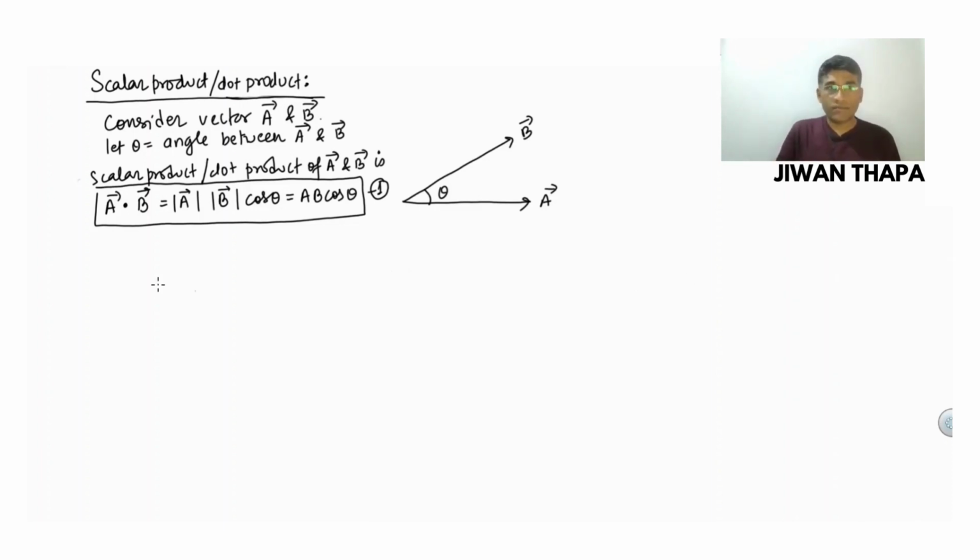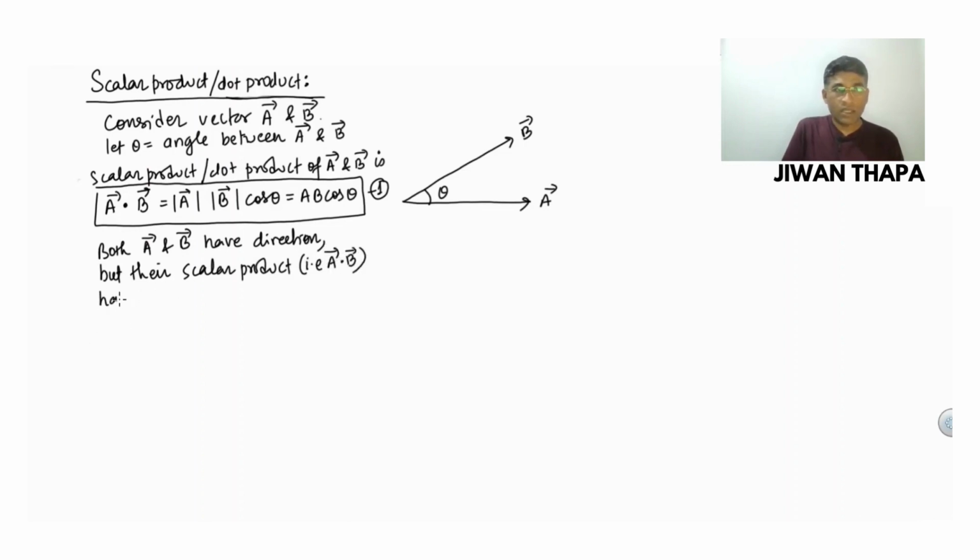And we need to note that both vector A and vector B have direction, but their scalar or dot product, vector A dot vector B, has no direction. So this is to be noted.